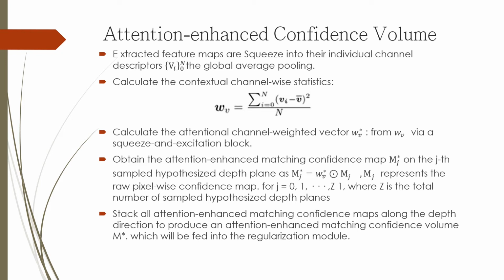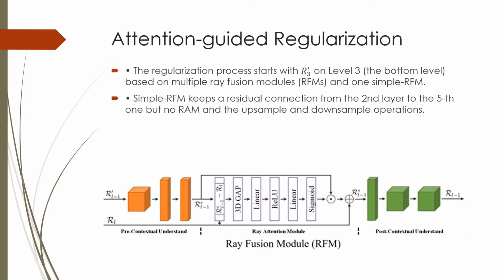After that, we softmax the attention-enhanced confidence map along the depth direction to produce an attention-enhanced matching confidence volume M star, which is then fed into the regularization module. Next stage is attention guided regularization. First, we encode M star, the attention-enhanced matching confidence volume, into two unregularized matching confidence volumes R0 dash and R1 dash via two convolution blocks with stride 1 and 2 respectively.